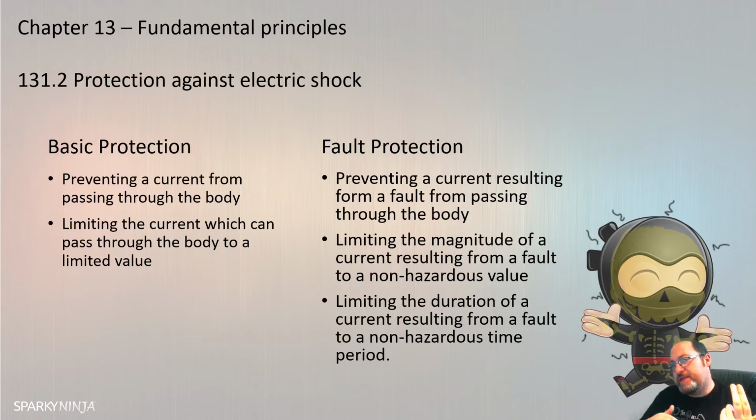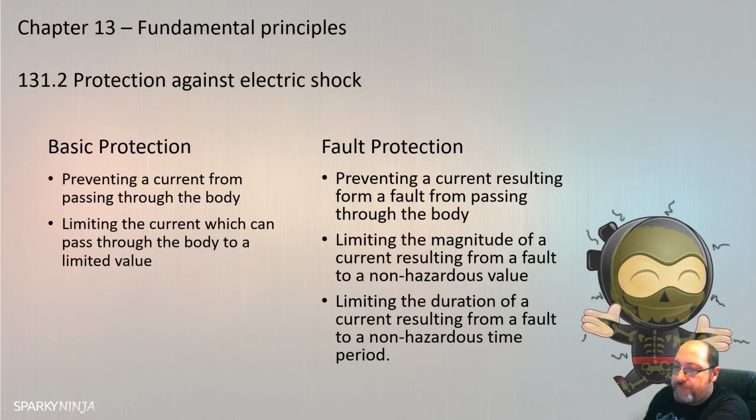We're going to repeat basic and fault protection a lot, as I said earlier, especially in Part 4. So we'll need to remind ourselves that basic is a fault-free thing: insulation, barriers, placing out of reach. Fault protection is a single fault thing. So that's earthing, bonding, suitable protective devices, for example.